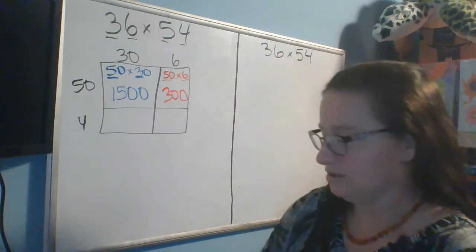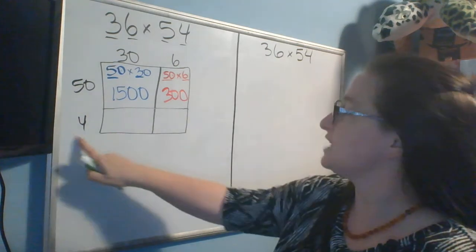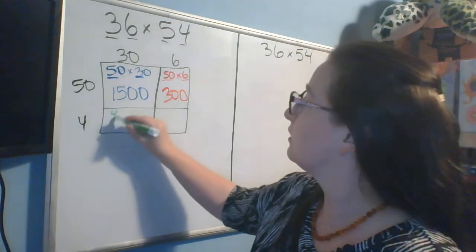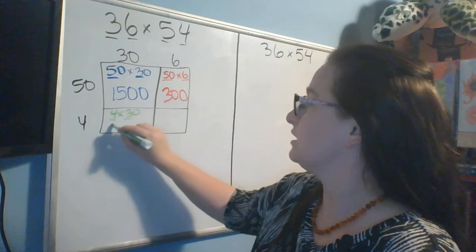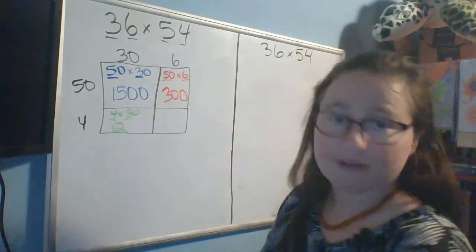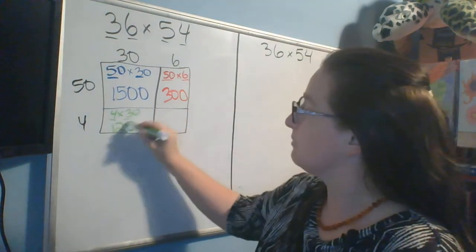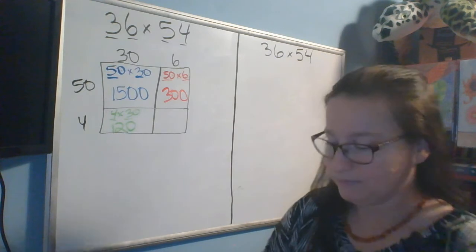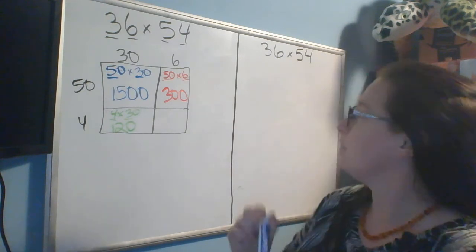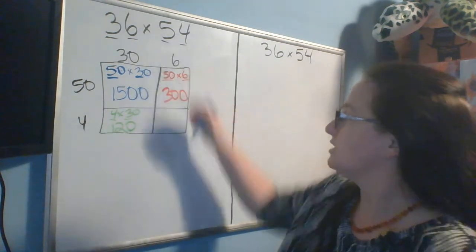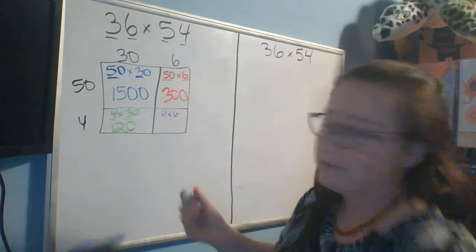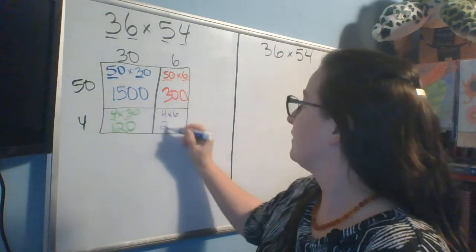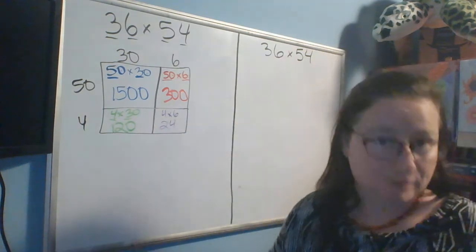All right, let's take a look at this next one here. This is going to be my 4 times 30. 4 times 3 is 12, and I've got one zero, so I'm going to multiply by 10 one time. And then over here, I've got 4 times 6. And 4 times 6 is 24. I've now done all the multiplying work.